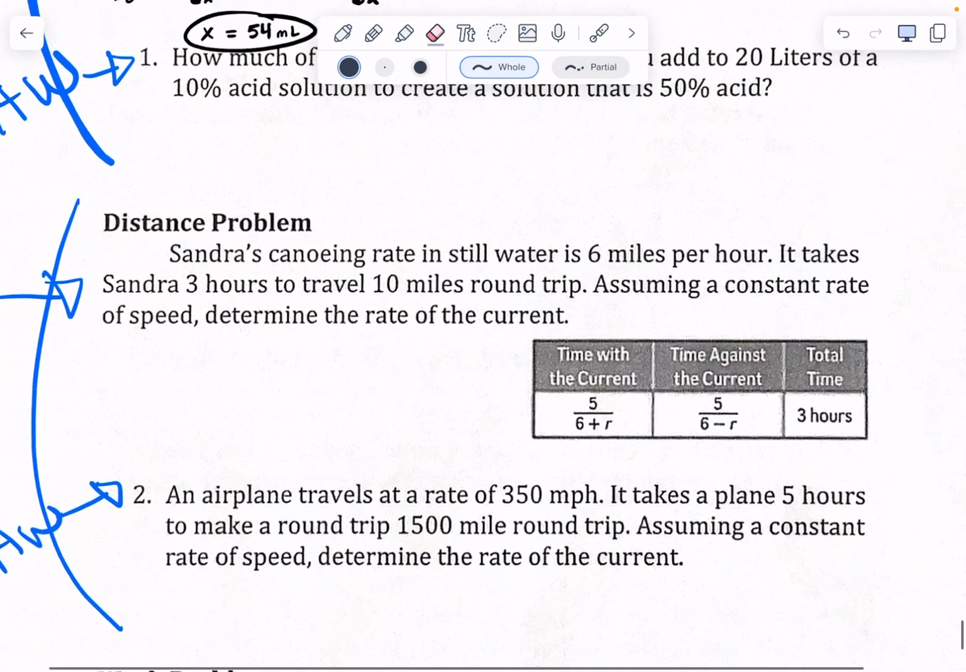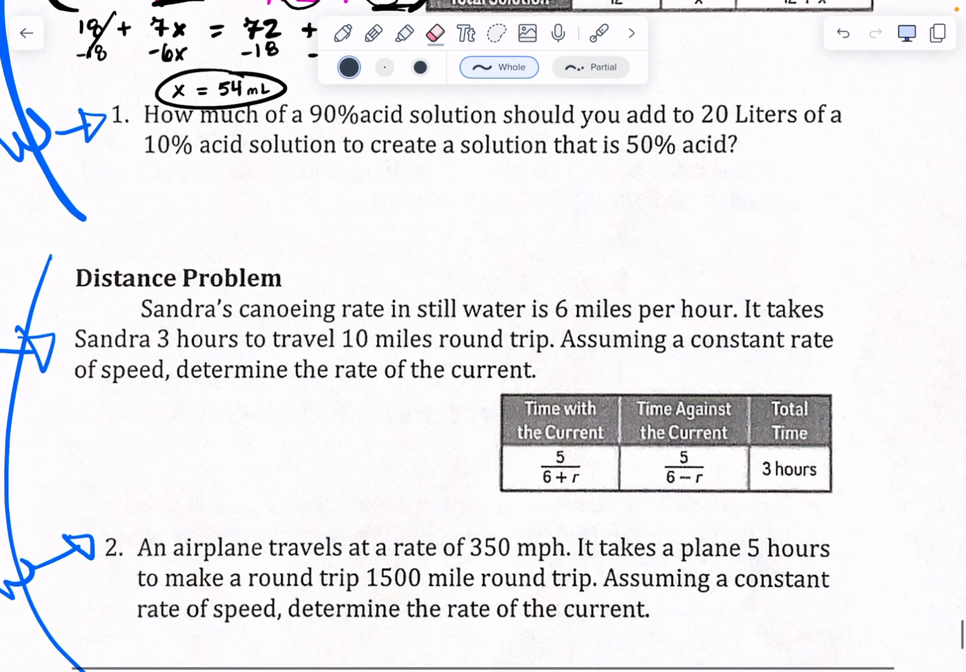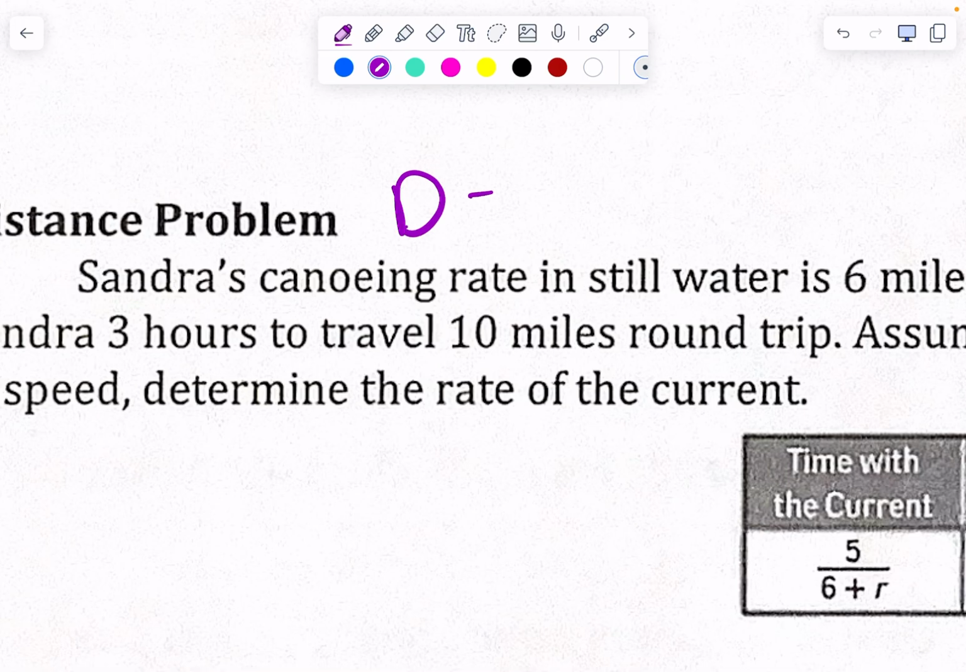Set it up exactly the same as what we did up here, but let's do distance. Number 1, here we go. This is a little bit harder, so here we go. Write this down. Distance equals rate times time.